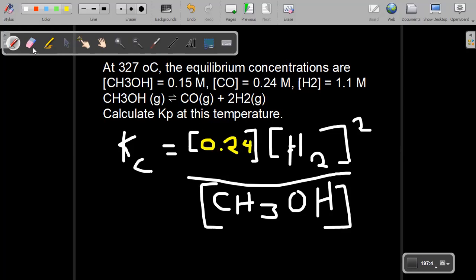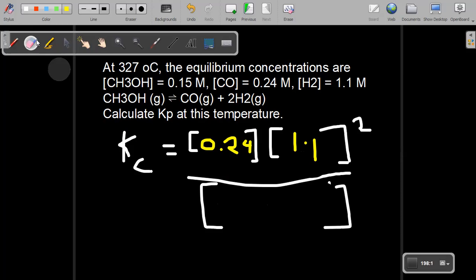Then for the hydrogen gas, it's been given to be 1.1. Then for the CH3, that's methyl. That should be methyl, if I'm not mistaken. So that's been given to be, or ethanol, sorry, has been given to be 0.15 there.